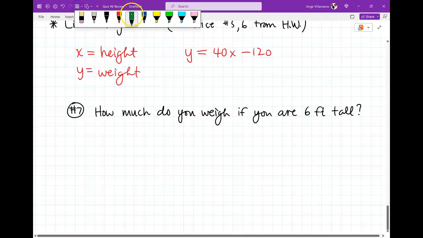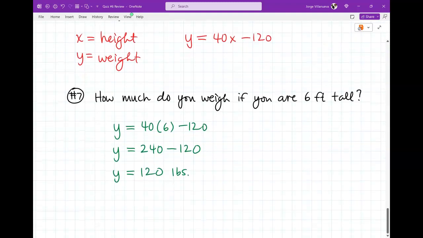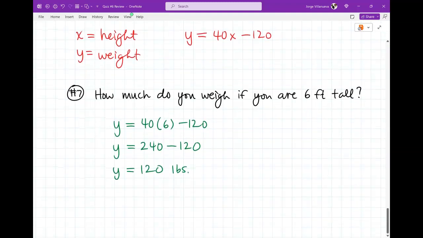So here we go. Y equals 40 times 6 minus 120. Y is equal to 240 minus 120. So Y is equal to 120. Now, if you're 6 feet tall and weigh 120, you're probably dead. Maybe. No, but you're getting close to it.